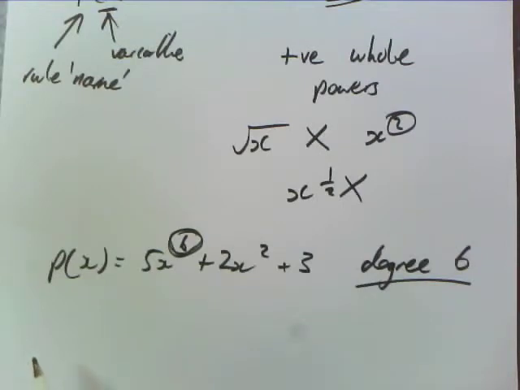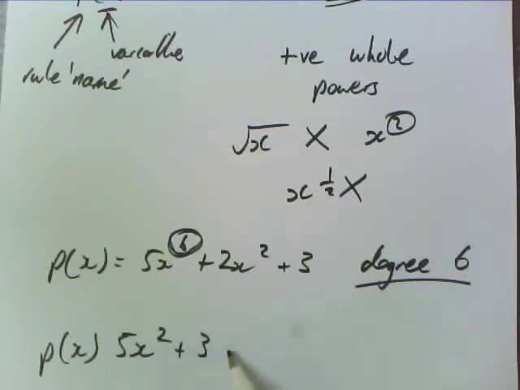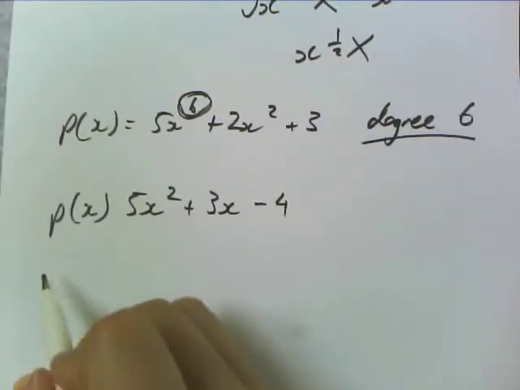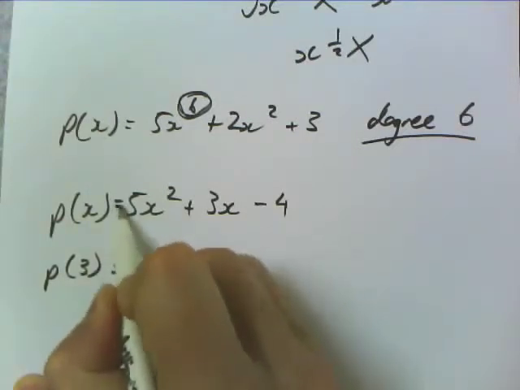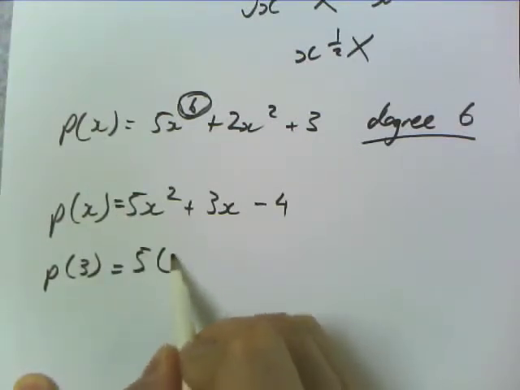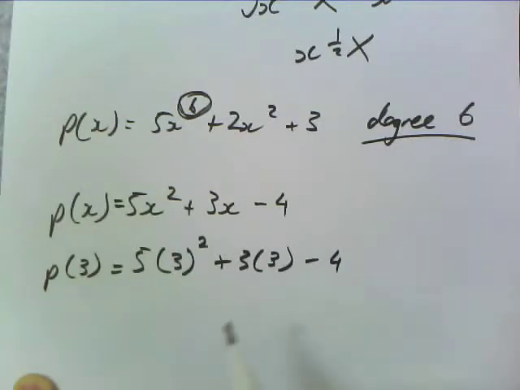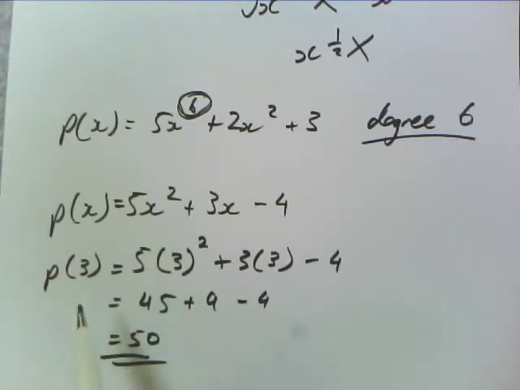Sometimes they'll ask you to substitute something in, so they might give you a rule of 5x squared plus 3x minus 4. Okay, and this is a polynomial with x as your variable. Sometimes they might ask you to substitute something in, and that might be something as simple as p(3). And then all you do is you do 5, and instead of writing x, you put a 3 in brackets just to make sure you know what you're doing. Okay, and then you just solve that. And that will be 45 plus 9 minus 4, so that's 45 plus 5, which is 50. Okay, so the value of p(3) is 50.